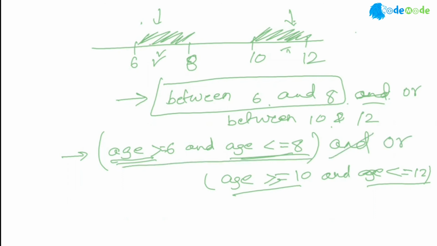Person is perfectly fine. 7, yes. 11, yes. 12, yes. 13, no, because 13 does not belong to our rule, does not belong to any of these 2 groups.